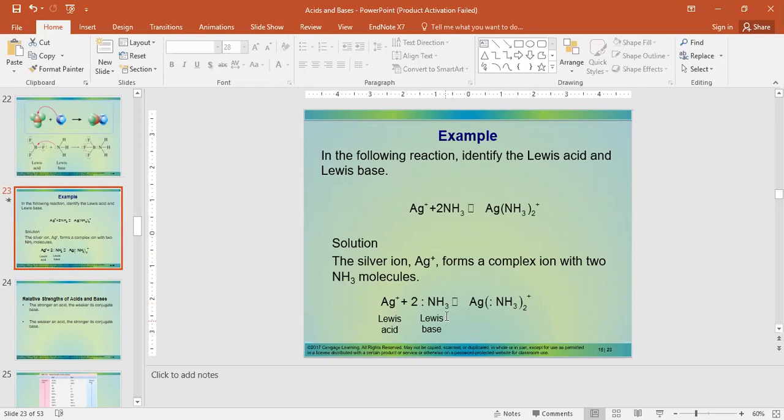Now, this is not actually formation of an ionic compound. This is formation of a complex compound by coordination. All right. So the lone pair of electrons are going to be coordinated to the silver.